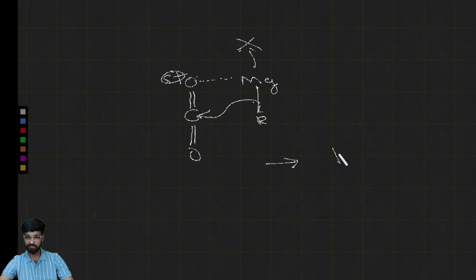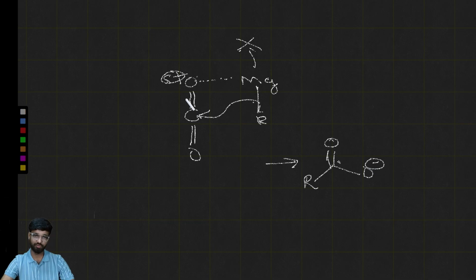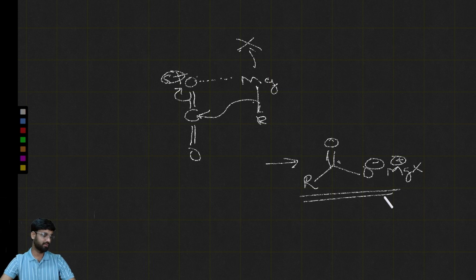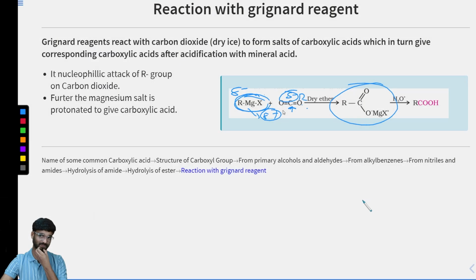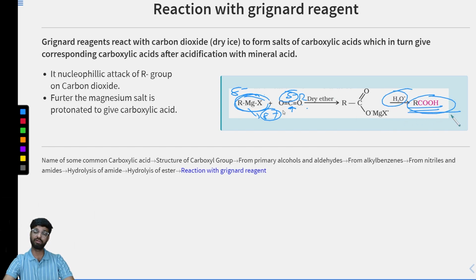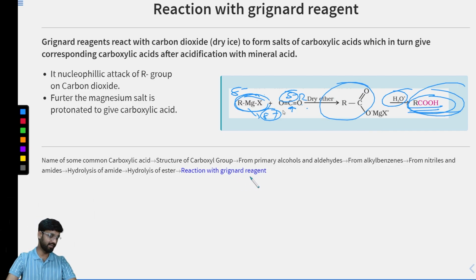and we get O minus. So it will move here. This pi bond will move here, O minus and MgX plus. Okay. So the same thing is written here also. O minus and MgX plus. Now you can further protonate it with H3O plus to get our carboxylic acid. Okay. Clear? So this is the reaction with Grignard reagent.